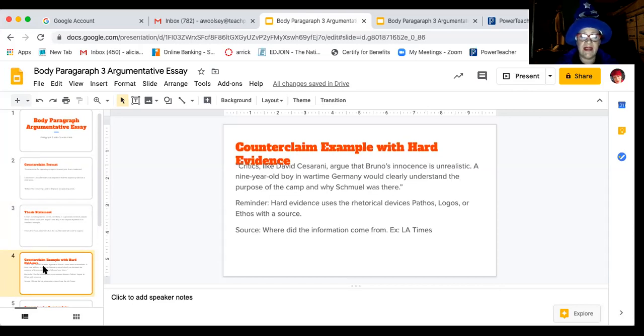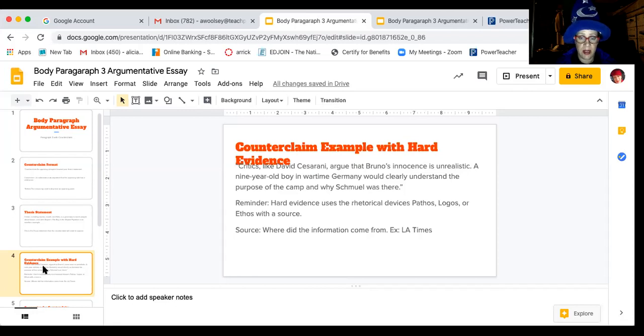So critics like David Cesarani argue that Bruno's innocence is unrealistic. A 9-year-old boy in wartime Germany would clearly understand the purpose of the camp and why Shmuel was there. This counterclaim goes against the original thesis statement that says historical fiction is good to use for teaching history, okay?